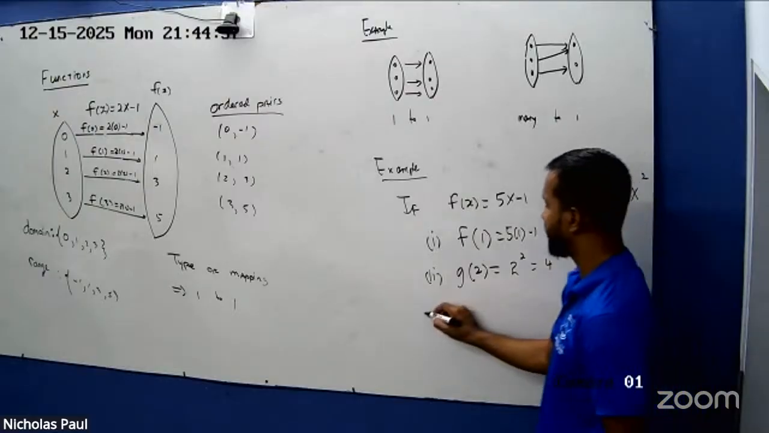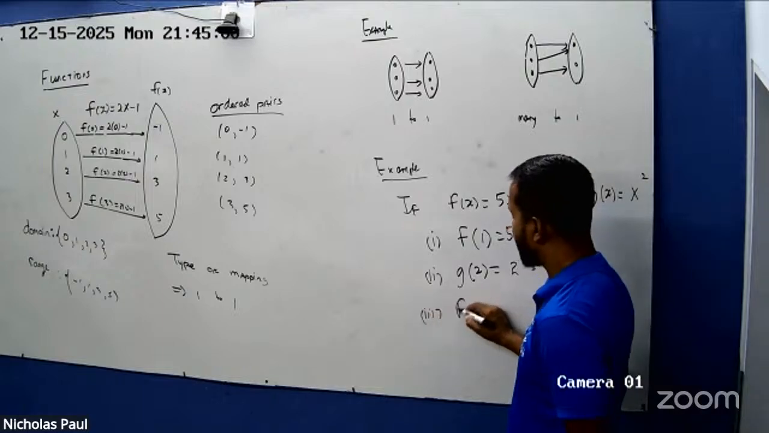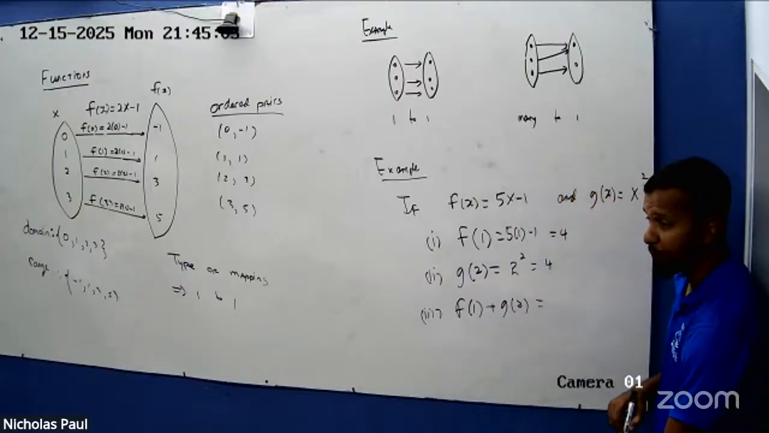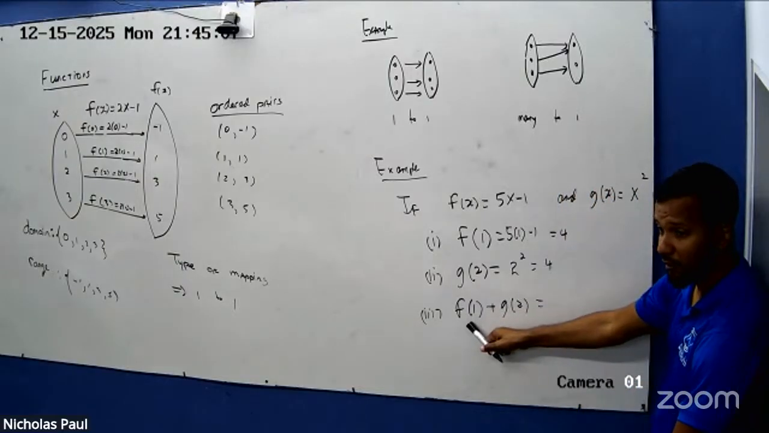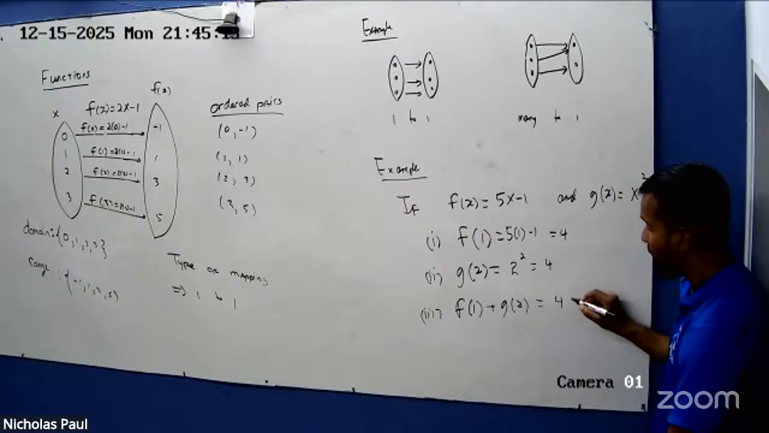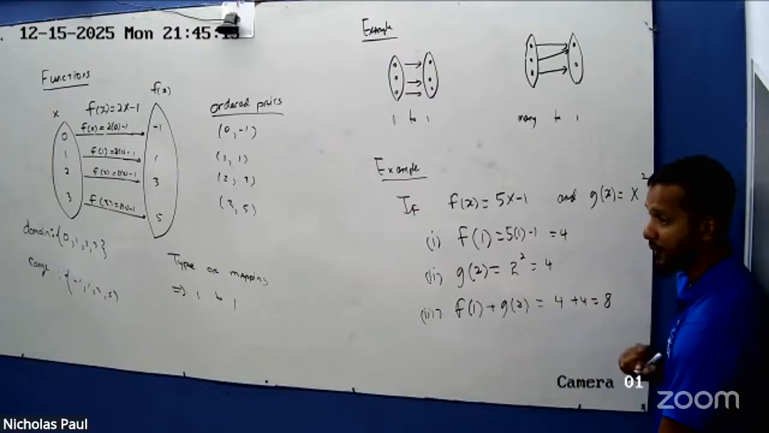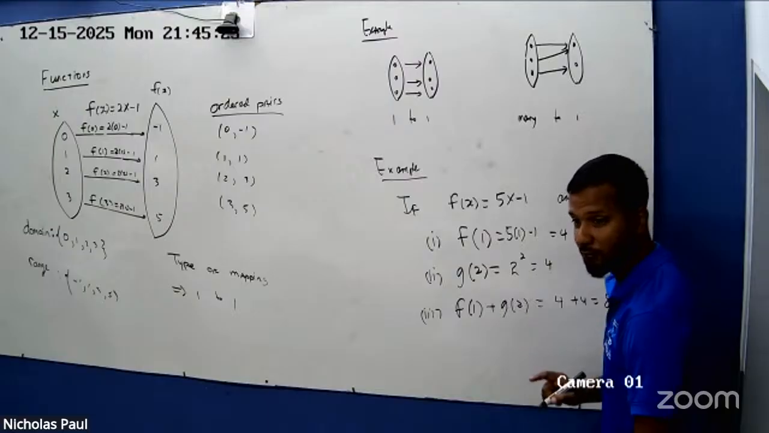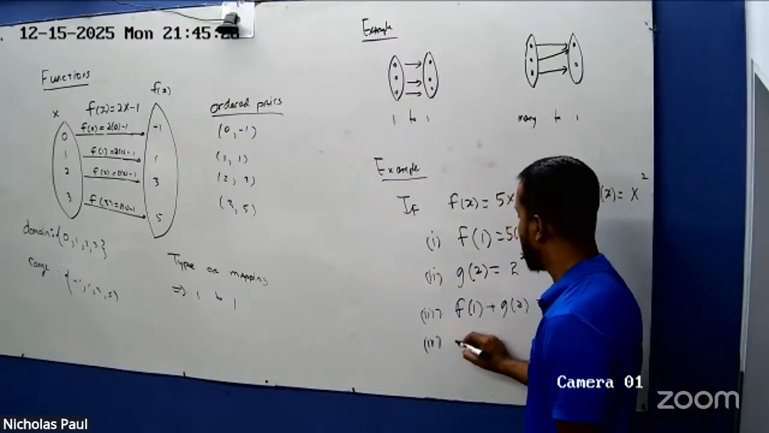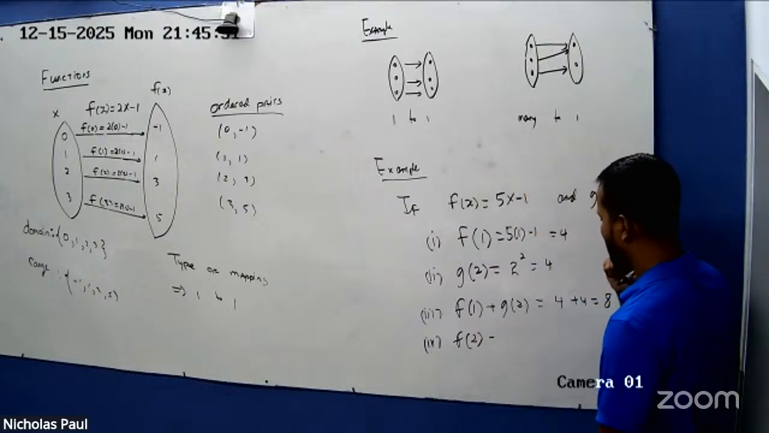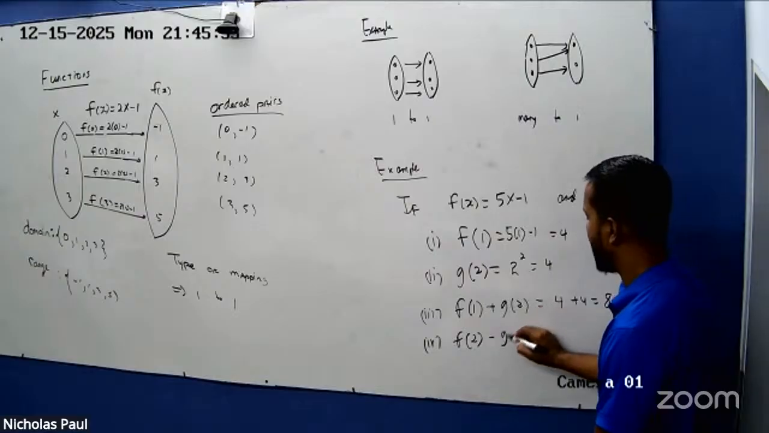Suppose I ask for f of 1 plus g of 2. You found these already: f of 1 is 4, and g of 2 is 4. So the answer is 8. You okay with that? I'm going to make it hard just now. I'm giving you one easy one. Try this for me: f of 2 minus g of 1.